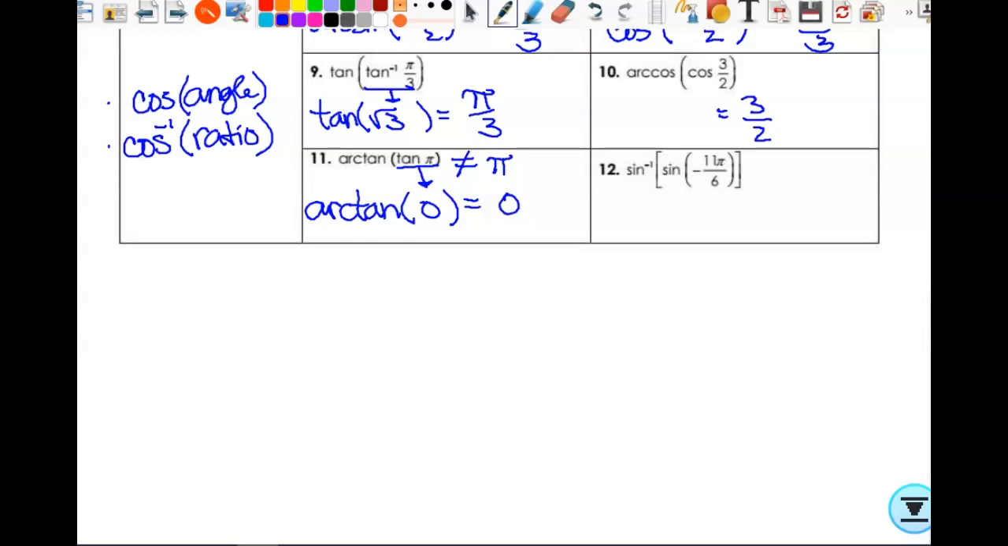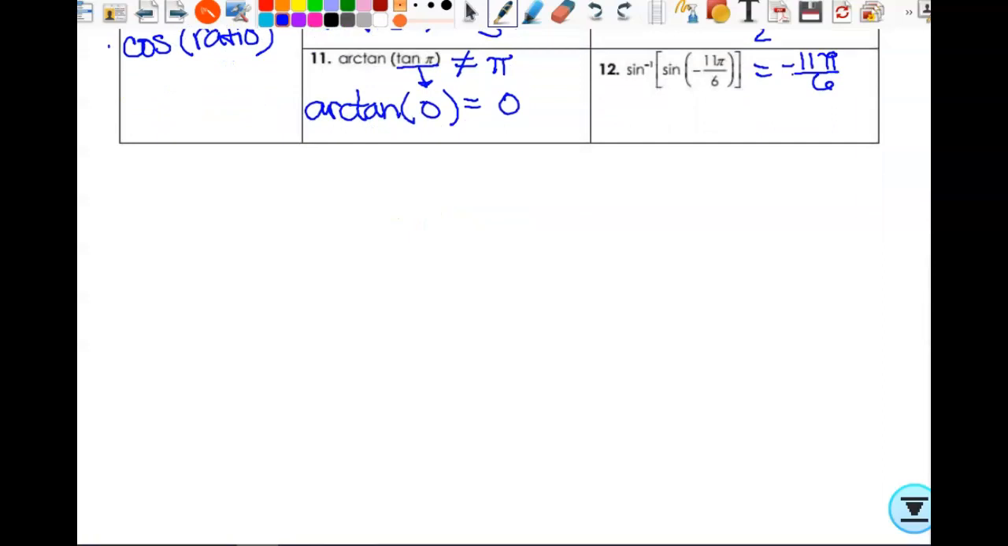Okay. All right, so clearly negative 11 pi 6 does not fit within that range that I need. What quadrant does negative 11 pi 6 put me in? First quadrant. Okay, so I need the sine inverse of, what's the sine of negative 11 pi 6 then? 1/2. So then the sine inverse of 1/2 is pi 6.